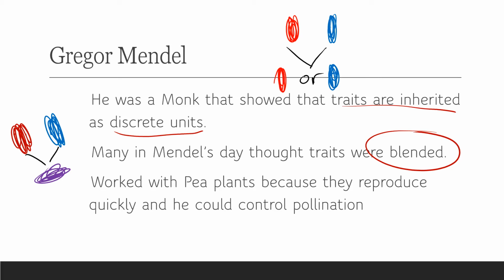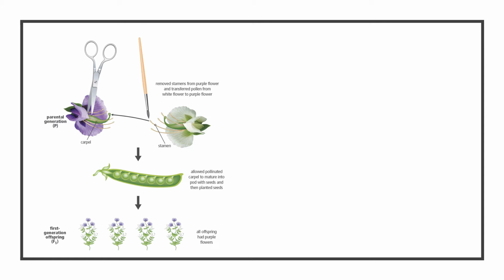Now he worked with pea plants because he knew that he could control their pollination and that they reproduce quickly. You don't want to plant like a tree that's going to take 100 years to grow between each trial. So these plants grew pretty quickly. In your notes, it tells you to outline his basic experimental design, which is what we're going to do here. You can see he actually cut a piece of the stamen off, so the pollen, and he would take that pollen and he would pollinate another plant, right?